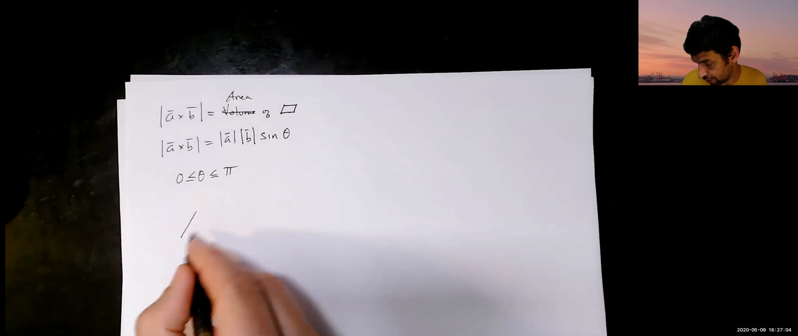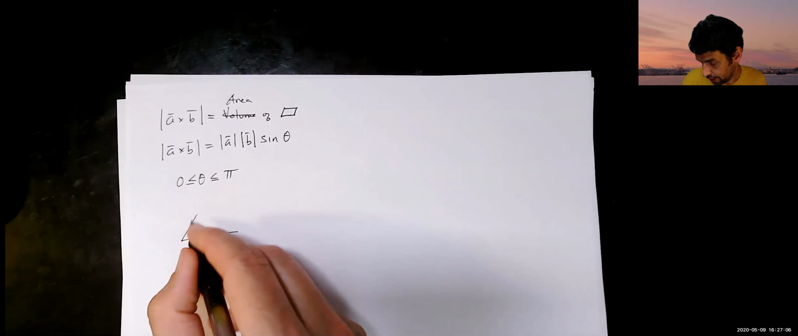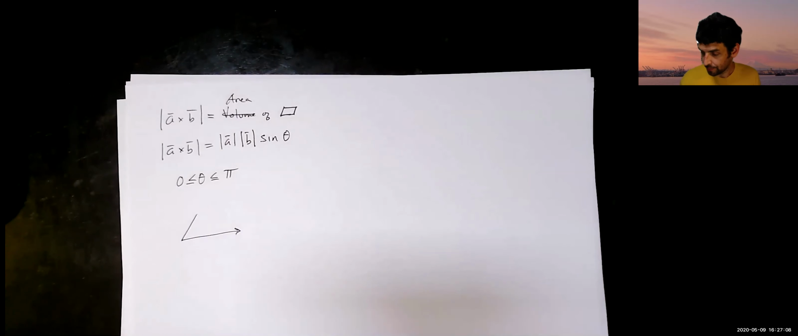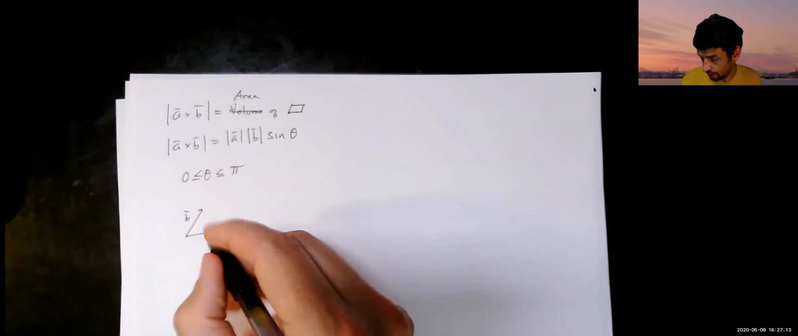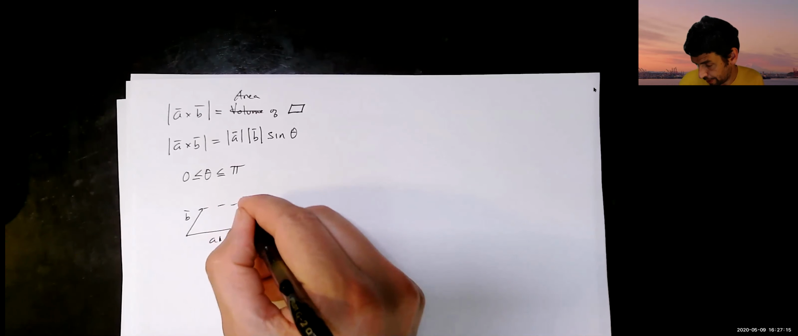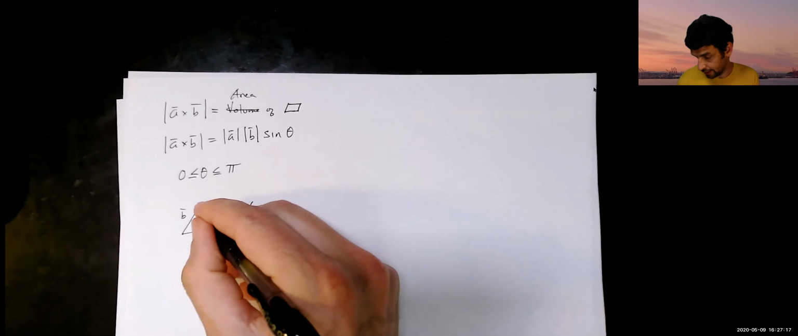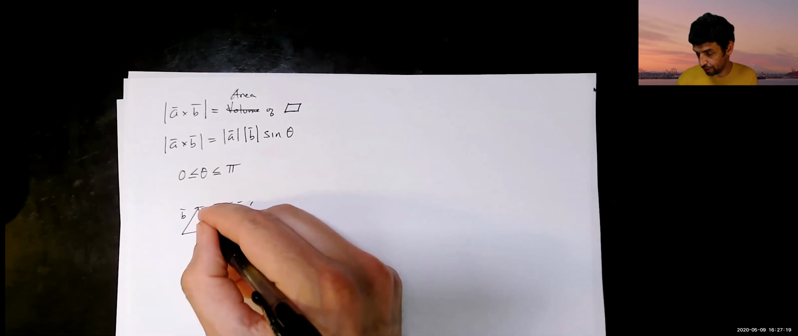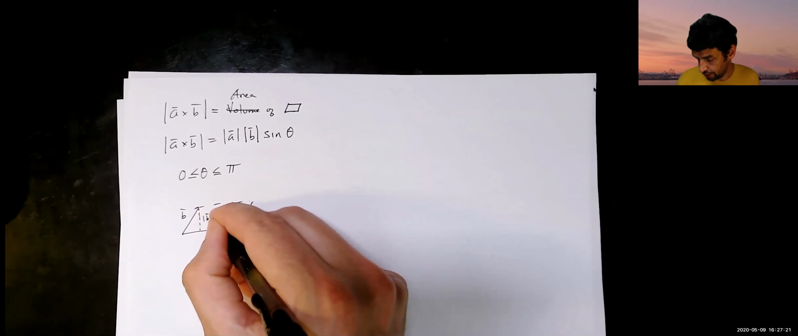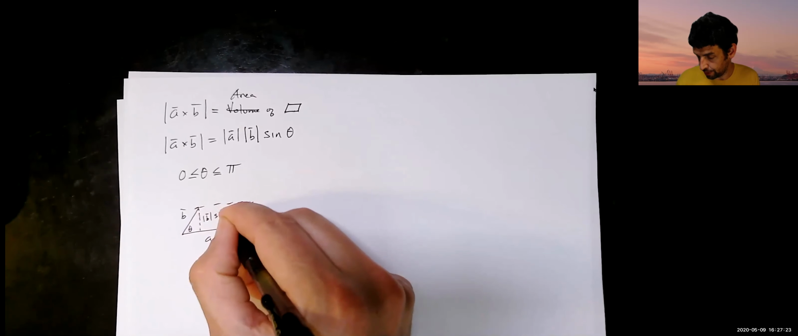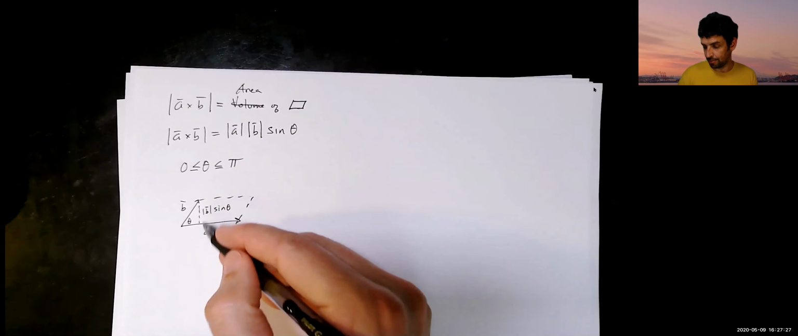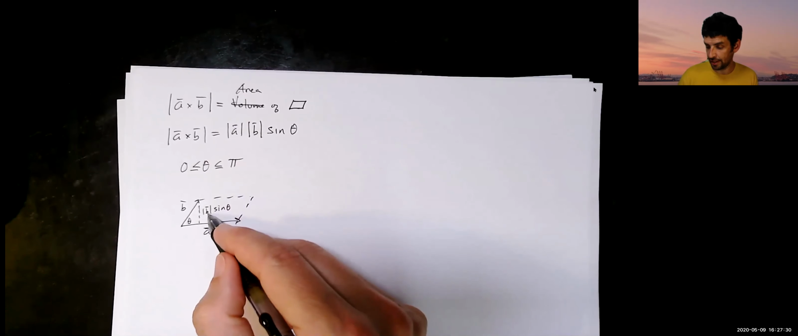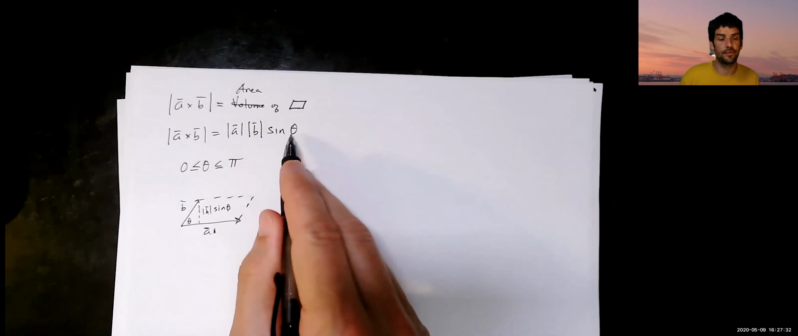And our picture is something like this. If this is A and this is B, then here's the parallelogram. And the height of this parallelogram you can compute with a little bit of geometry. If this is theta in here, it is just B sine theta. So if I take the magnitude of the base times this height, magnitude of A times magnitude of B sine theta, I get the area of the parallelogram.